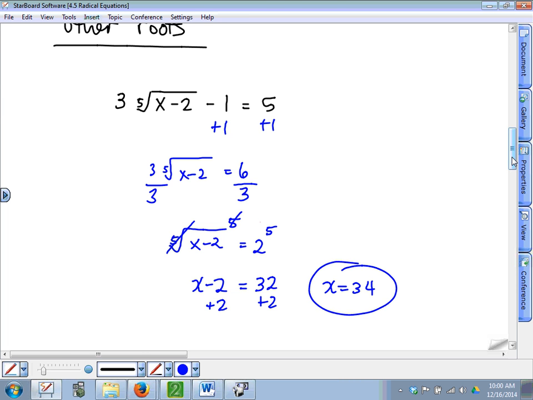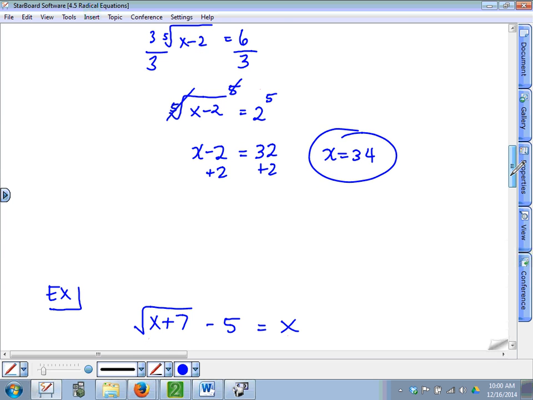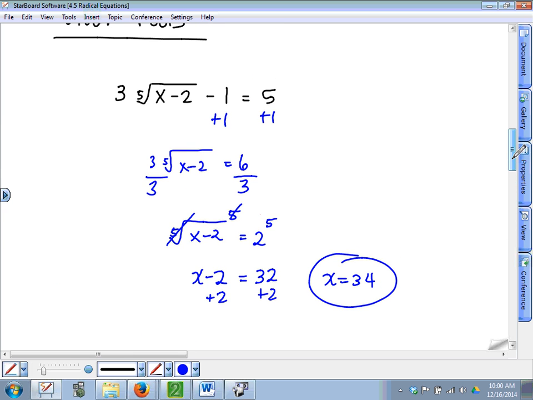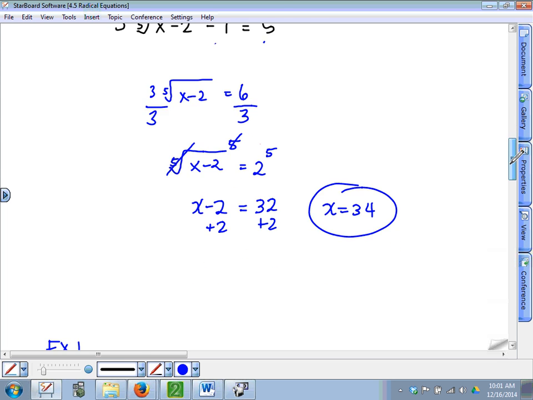New topic. Oh, yeah, we need to check. All right, let's check this one. Plug in 34. Here we go. 34 minus 2. Here's a tough one. 5th root of 32 is 2, because 2 to the 5th power was 32. So anyway, the 5th root of 32 is 2. 2 times 3? 6 minus 1. That one checks out.